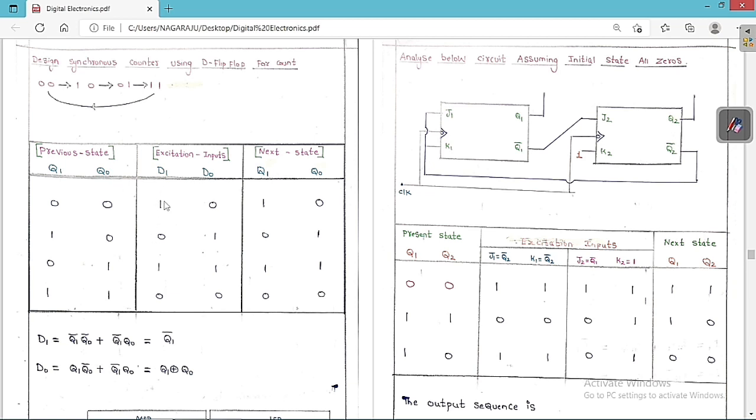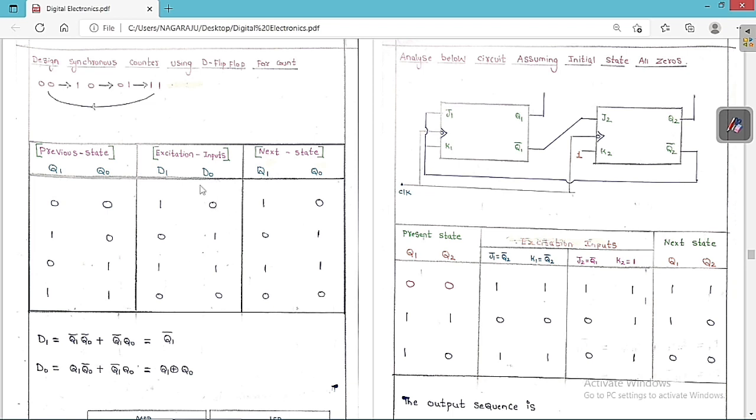So simply we can say D1 is nothing but Q1 bar Q0 bar plus Q1 bar Q0. If you simplify this, we take Q1 bar as common: Q1 bar times (Q0 bar plus Q0), and Q0 bar plus Q0 is equal to 1. So 1 into Q1 bar is equal to Q1 bar. So we are going to get Q1 bar for D1.